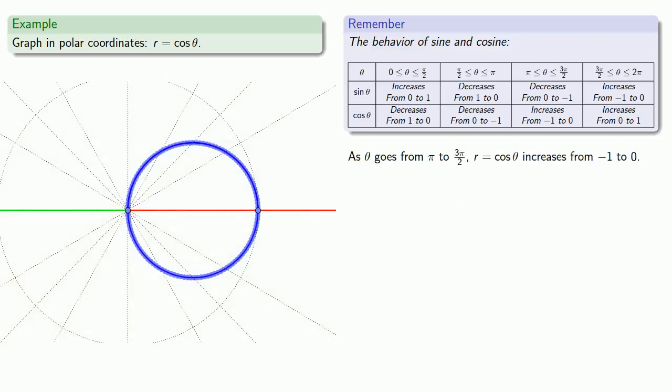As theta goes from pi to 3 pi over 2, r, cosine theta, increases from -1 to 0, and since these values are negative, we do go backwards, and again, we in fact retrace these steps that we've already made. Finally, as theta goes from 3 pi over 2 to 2 pi, r will increase from 0 to 1, and this time we'll be going forward the same distance we went backward before, so again, we'll retrace our steps. And if we put this all together, we're going to end up with the graph of a circle.